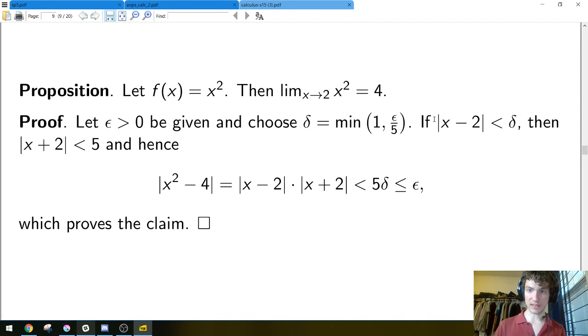So the definition of a limit says that if, I should have put a 0 here, if 0 is less than the absolute value of x minus 2 is less than delta, then, as we argued on the previous slide, the absolute value of x plus 2 is at most 5, because x can be at most 3. So the product, absolute value of x minus 2 times absolute value of x plus 2, is at most 5 times the value of delta that we picked. Delta is definitely smaller than epsilon over 5. So if delta is smaller than epsilon over 5, 5 delta is certainly smaller than epsilon.